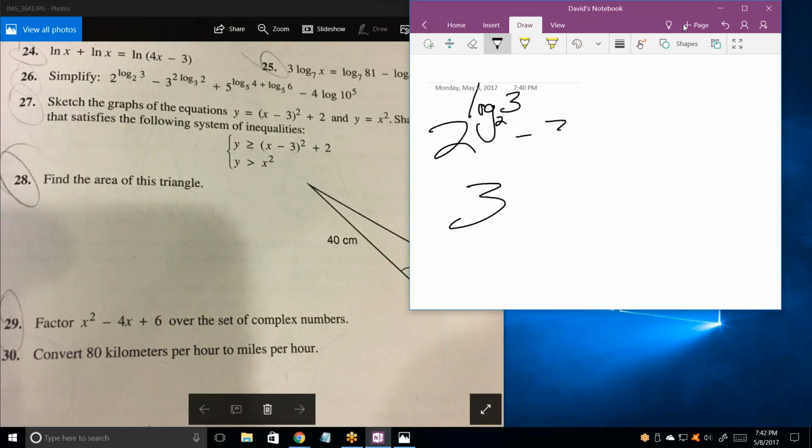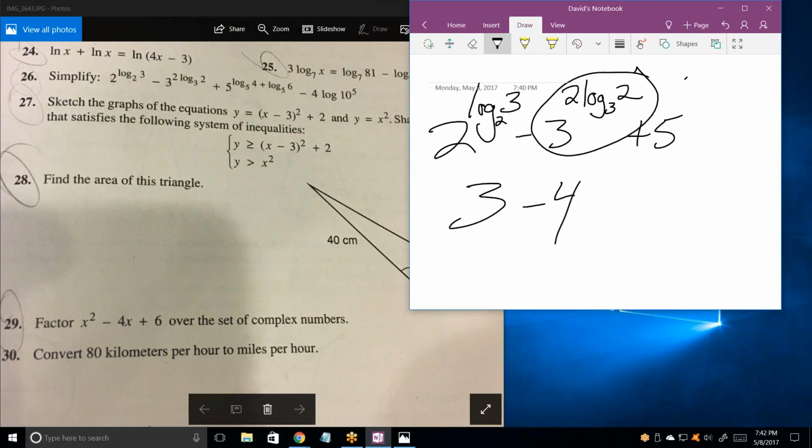Minus 3 times 2 to the log base 2 of 3. What's that equal to? Would that be 2 squared, so 4? Beautiful. Sweet. Let's go, team.